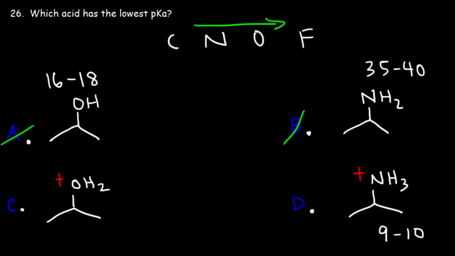Now the protonated alcohol is even more acidic. If OH is more acidic than NH2, then OH2+ must be more acidic than NH3+. So clearly, the correct answer is C. A protonated alcohol has a pKa somewhere in the negative range. It could be like -2 or -3, but it's very acidic. So this is the answer.